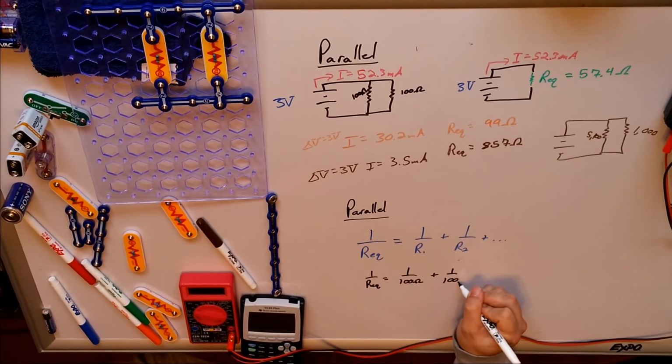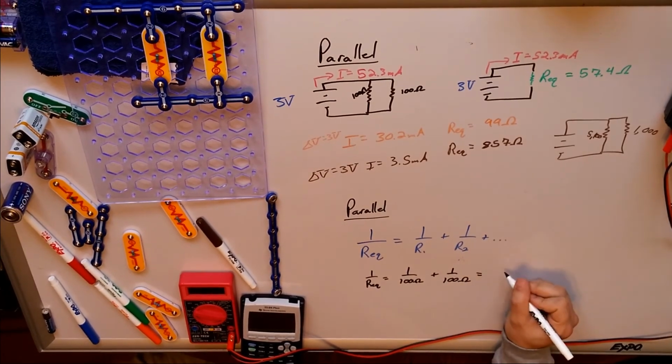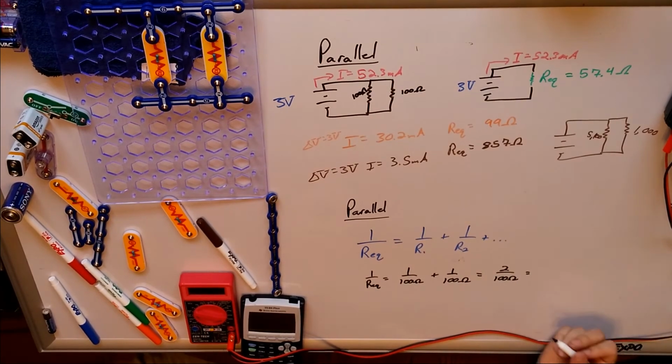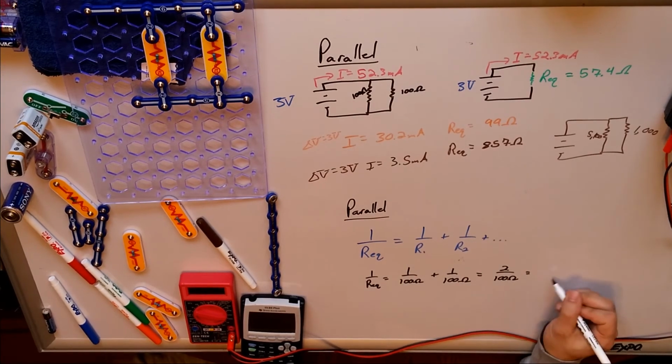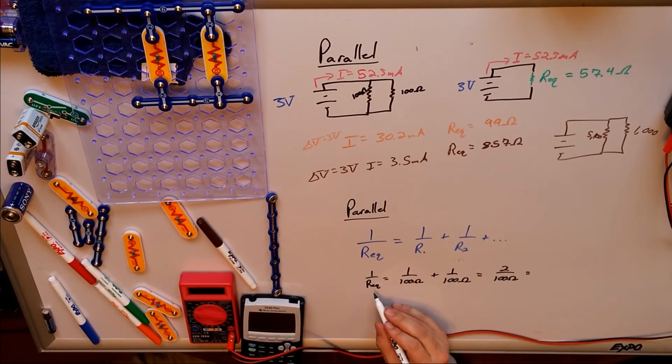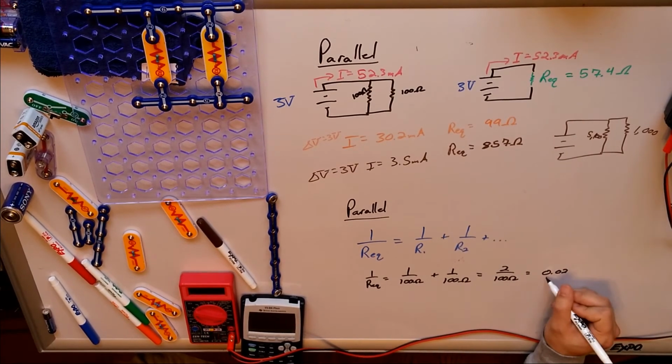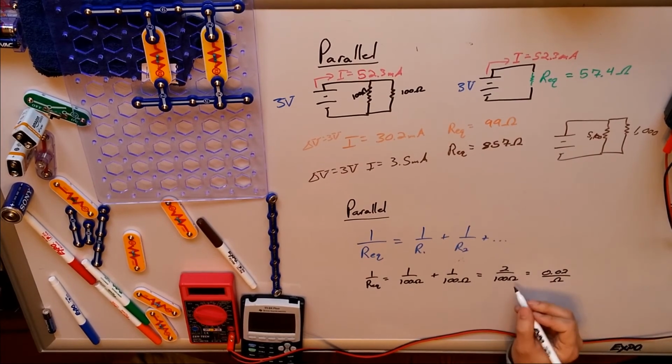Plus 1 over 100 ohm. That gives me 2 over 100 ohm, which is, well, 0.02. Here's the thing. This is the most common thing that people mess up on. This is not equal to the equivalent resistance. It is equal to 1 over the equivalent resistance. That's why it ends up with 1 over ohm.